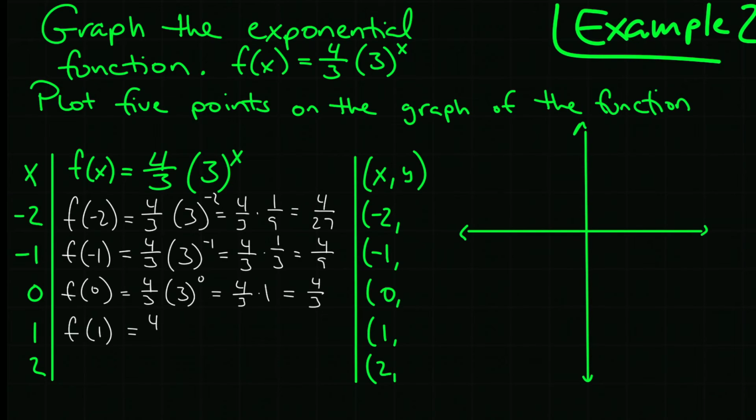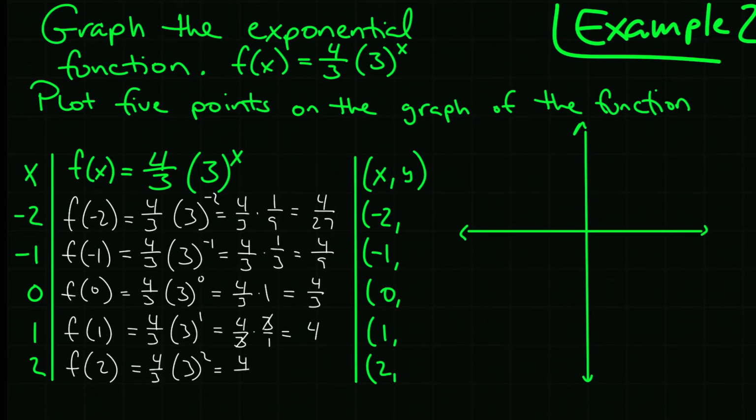We have f of 1, which is going to be 4/3 times 3 to the first power, which is just going to be 3. So 4/3 times 3/1. We can reduce that, and that becomes 4. And then lastly, we have f of 2 is equal to 4/3 times 3 squared. 3 squared is 9. So we have 4/3 times 9/1. We can reduce that, and that becomes 12.